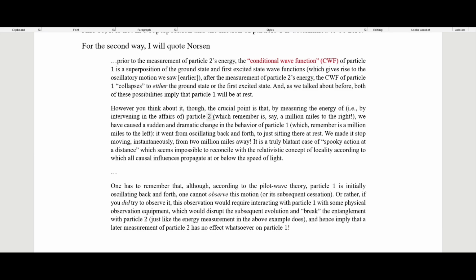However you think about it, the crucial point is that by measuring the energy of, or by intervening in the affairs of particle 2, which remember is, say, 1,000,000 miles to the right, we have caused a sudden and dramatic change in the behavior of particle 1, which remember is 1,000,000 miles to the left. It went from oscillating back and forth to just sitting there at rest. We made it stop moving instantaneously from 2,000,000 miles away. It is a truly blatant case of spooky action at a distance, which seems impossible to reconcile with the relativistic concept of locality, according to which all causal influences propagate at or below the speed of light.